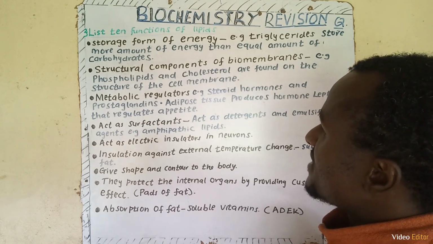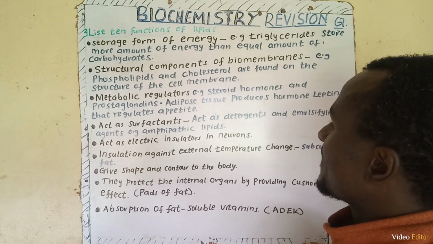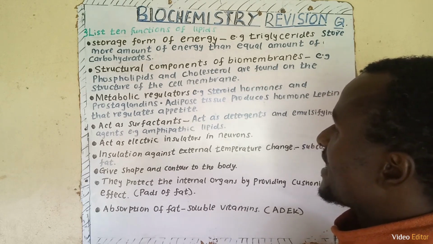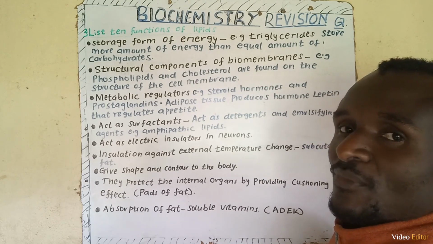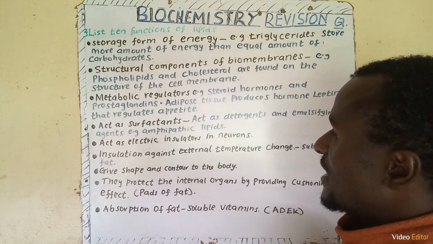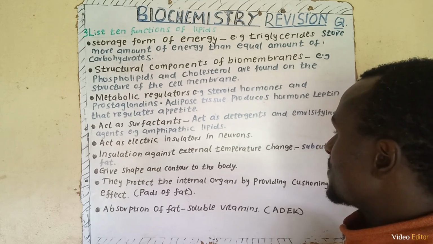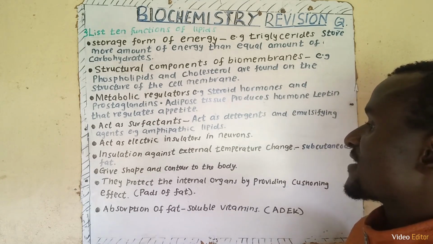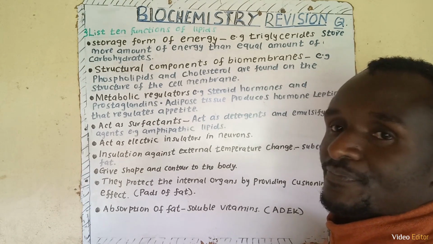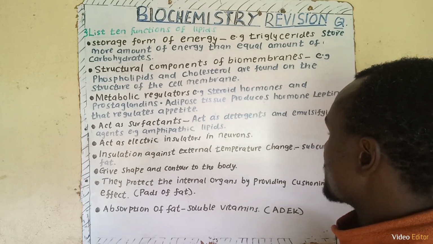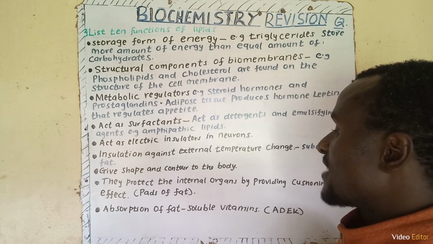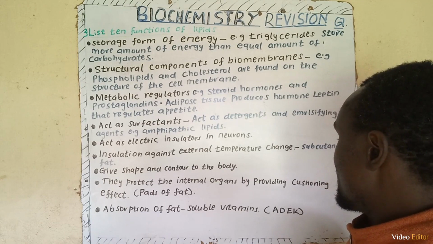Then fats also act as surfactants. So they act as detergents and also emulsifying agents, e.g. amphipathic lipids. Another point is they act as electric insulators in neurons. Then another point is insulation against external temperature changes, e.g. subcutaneous fat. Then they give shape and contour to the body. Another point is they protect the internal organs by providing cushioning effect, that is parts of fat. Then we have absorption of fat soluble vitamins, that is A, D, E, and K.